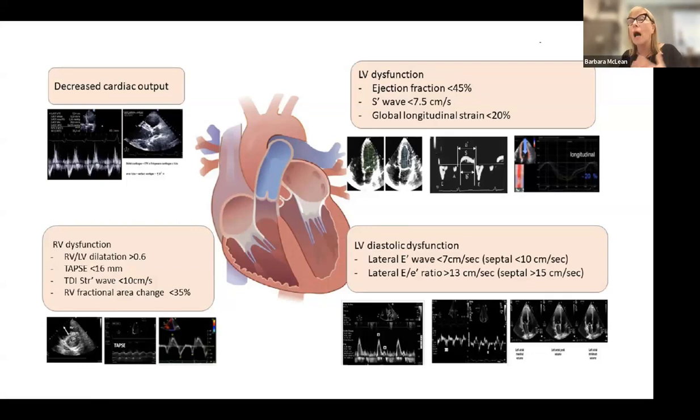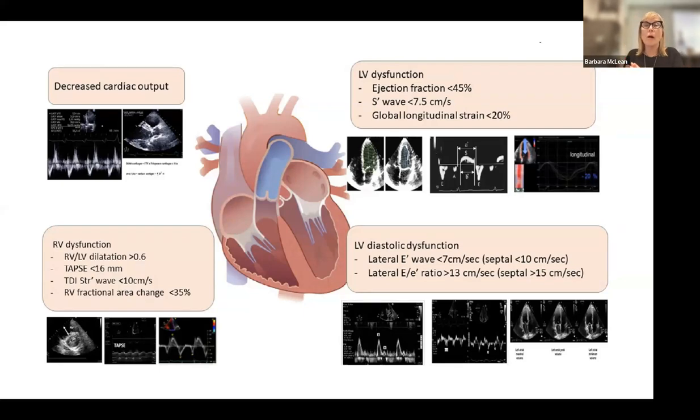So here's the way I remind you to look at LV dysfunction. You gave the patient volume and their stroke volume didn't go up. You put them on vasopressors and their stroke volume stays the same or goes down. You put them on an inotrope and their stroke volume doesn't go up, they have LV dysfunction. So you're always going to try to look at stroke volume, and you're looking at stroke volume in the systemic artery as a reflection of the left ventricle.